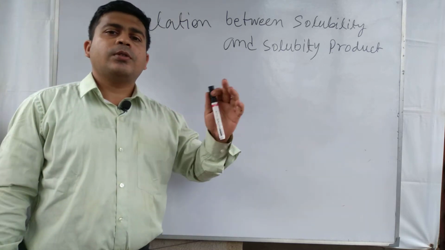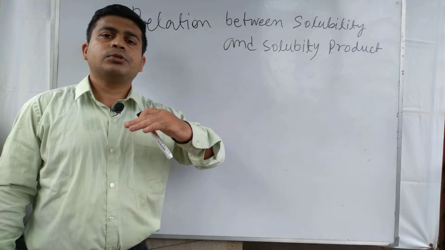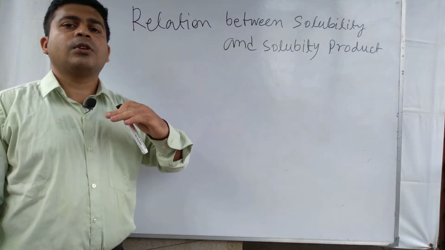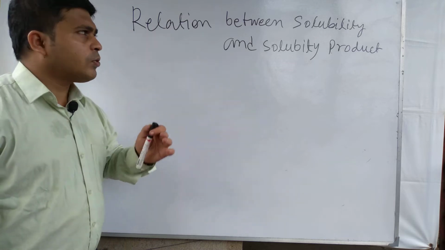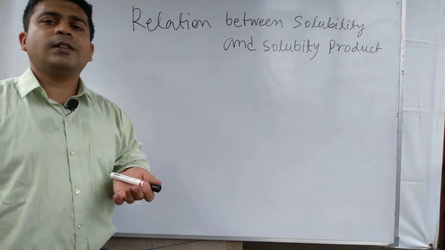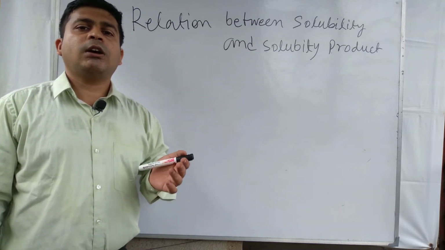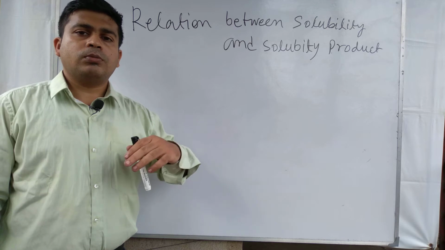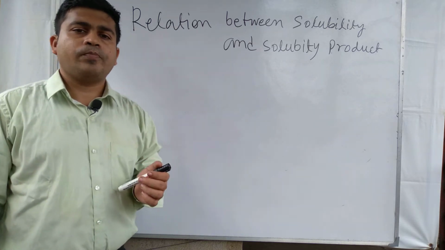Solubility means the amount of substance that is getting dissolved in a solvent. Soluble, insoluble, sparingly soluble, these are the terms that are used to express the dissolved amount of the substance in a solvent.